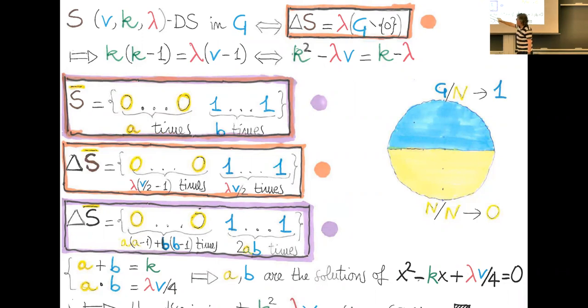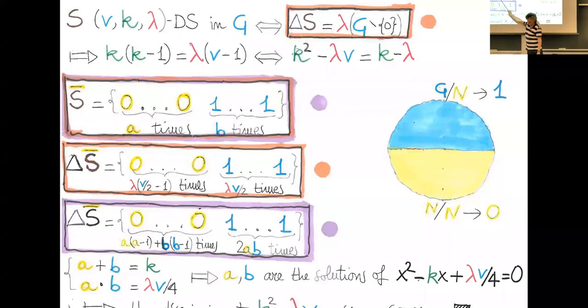At the same time, delta S bar, if I look at this purple equality, consists of how many zeros and how many ones. Look at the ones. How many times can I obtain one as a difference of this multiset of zeros and ones? I can obtain 1 minus 0, 1 minus 0, 1 minus 0, or 0 minus 1, 0 minus 1, 0 minus 1. How many times? 2ab times. They are very elementary observations. Anyway, you compare these two numbers, and you deduce that a times b is lambda v over 4.